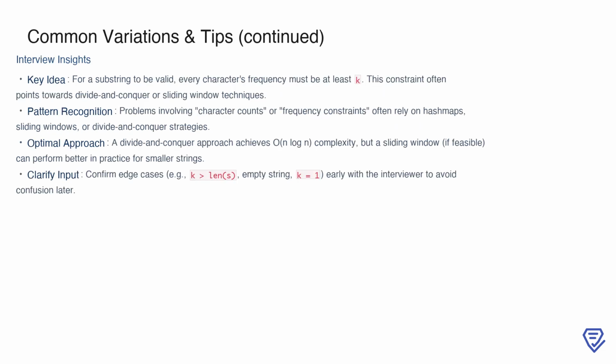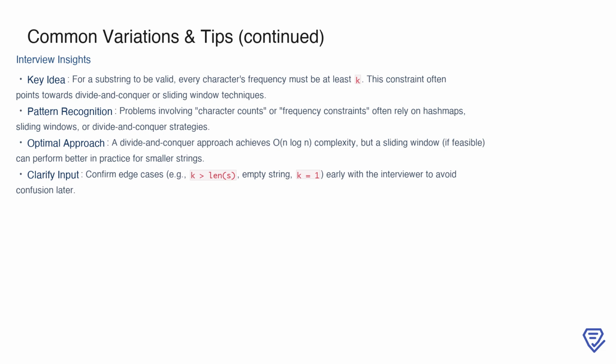To approach this problem effectively, it helps to understand the core idea: for a substring to be valid, every character's frequency must meet or exceed k. This requirement often lends itself to two powerful strategies: divide and conquer and sliding window. Problems involving character counts or frequency constraints frequently rely on tools like hash maps, sliding windows, or recursive splitting, so recognizing these patterns during an interview can be incredibly helpful.